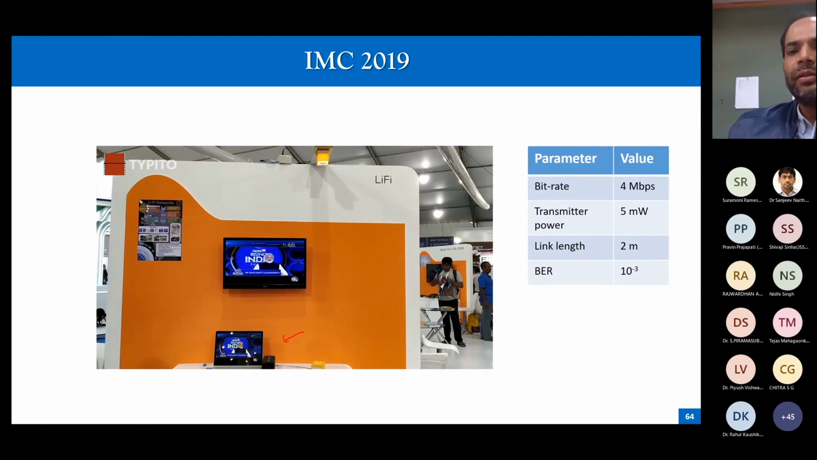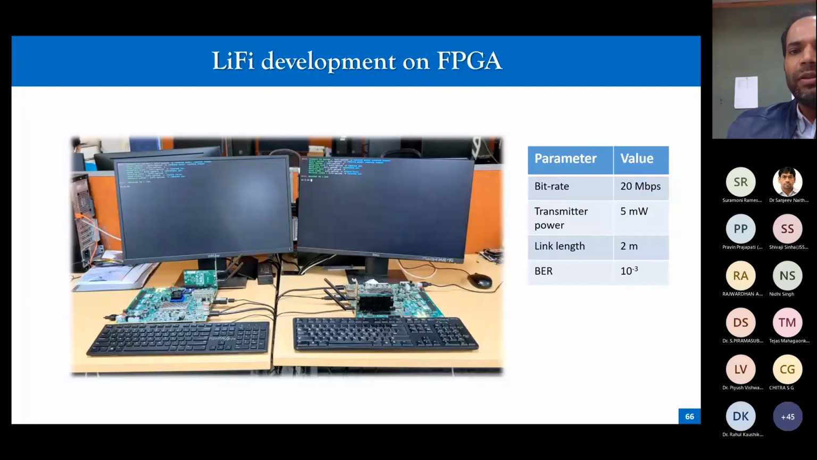So if you look at my website, you have the latest demo of this Li-Fi link, where we have scaled the bit rates to about 40 Mbps. In 2019, this was only 4 Mbps. Now we have made this 20 Mbps. The same system, the same thing, but with a better bit rate. Yes, 20 Mbps.